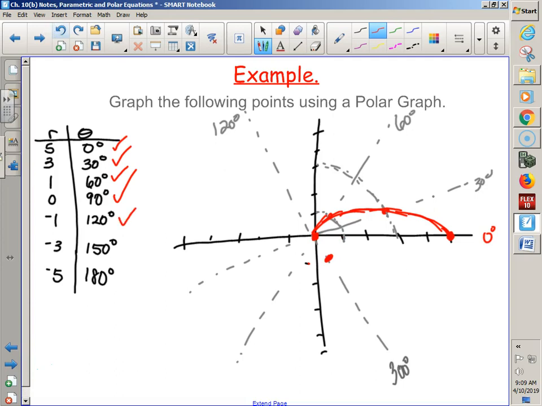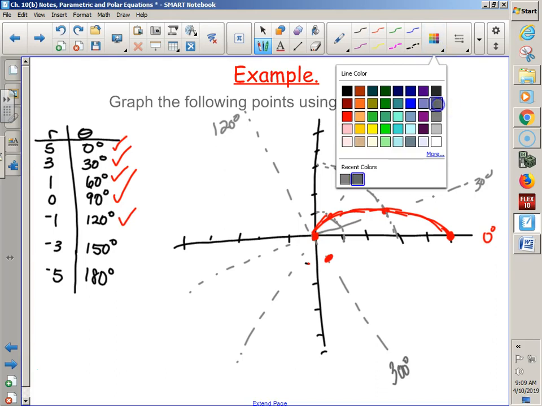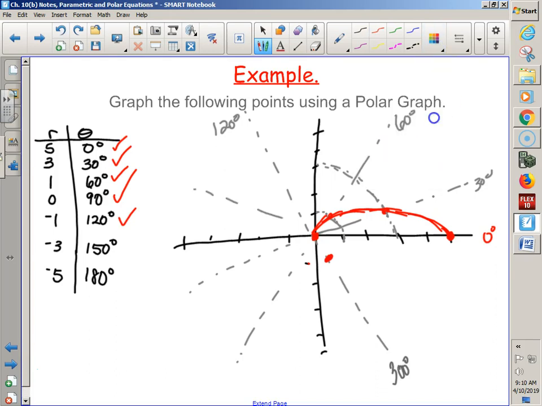-3, 150. Don't I need more angle marks? 150 would be 30 degrees away from the axis. Going backwards, because it's a negative radius, adding 180 would be 330. Going towards 330. And I'm going towards it, not 1 radius, not 2 radii, but 3 radii.